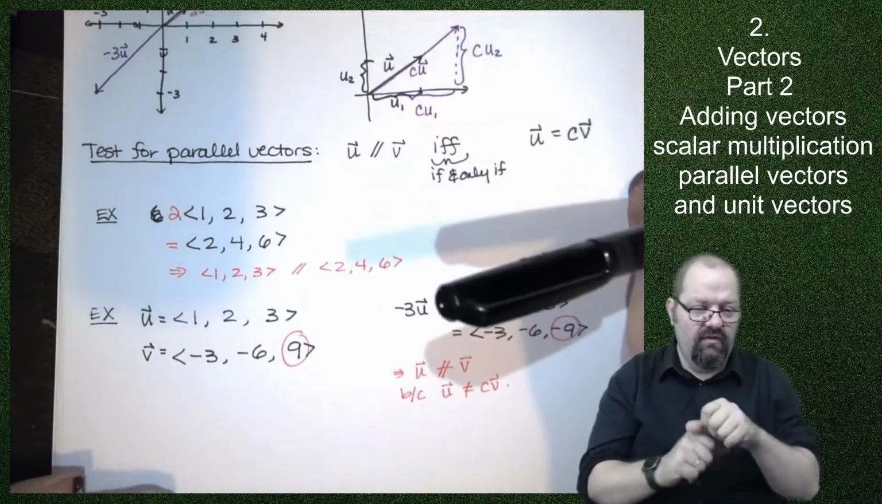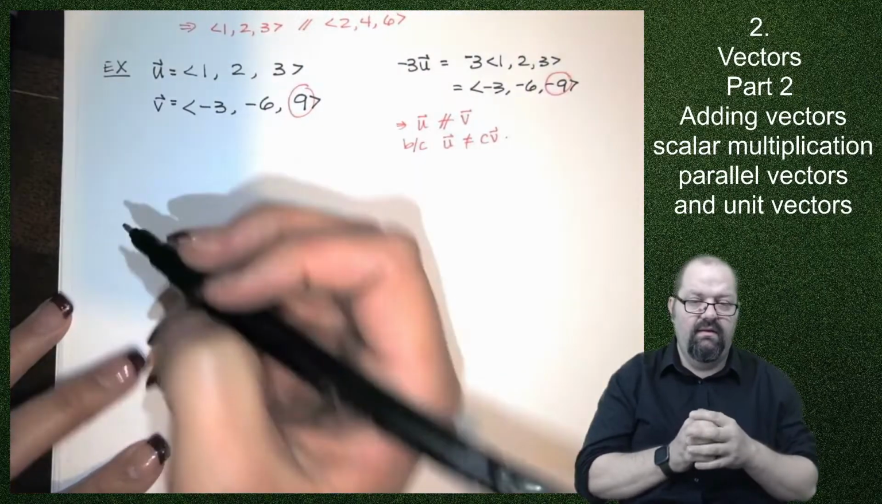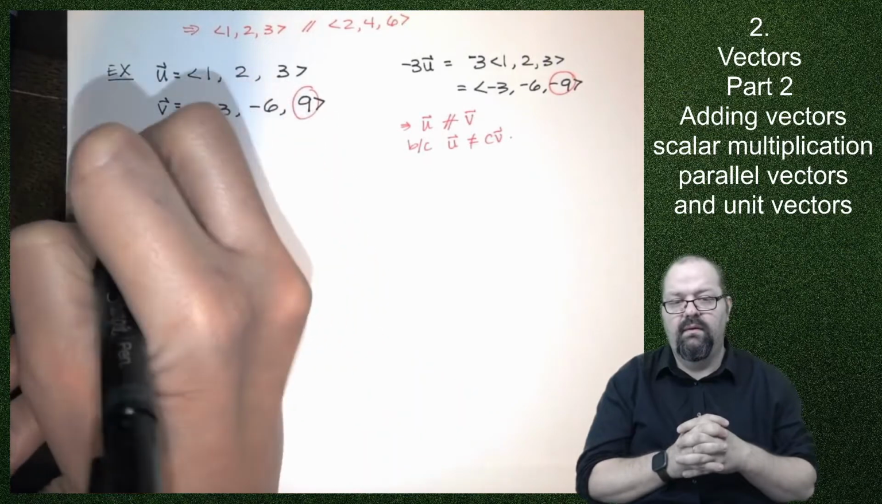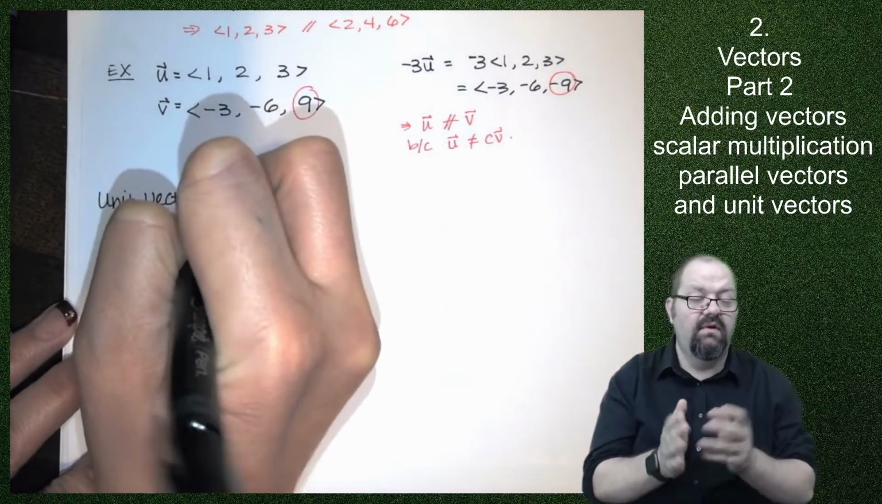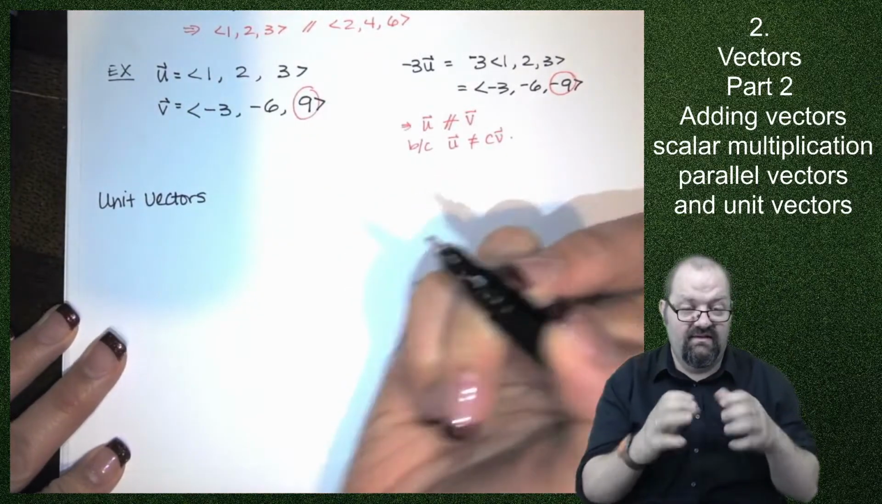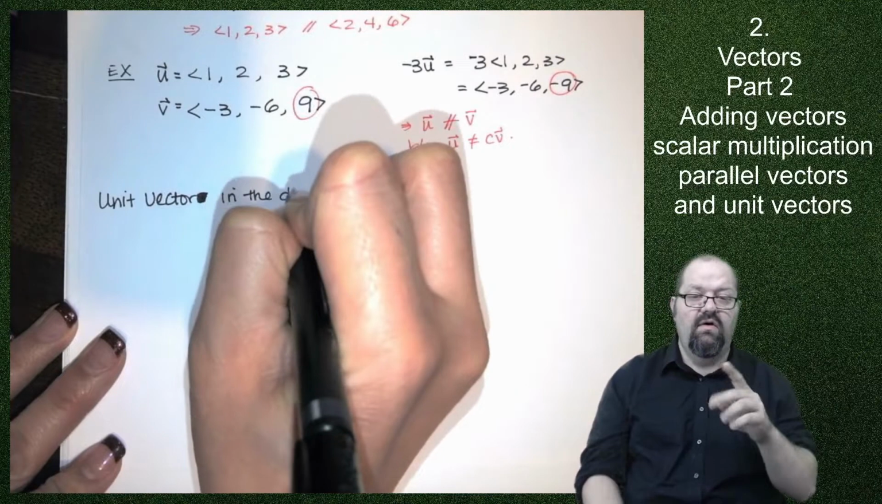Okay, so one last thing. It's often important in physics classes to find a unit vector in the direction of a given vector.